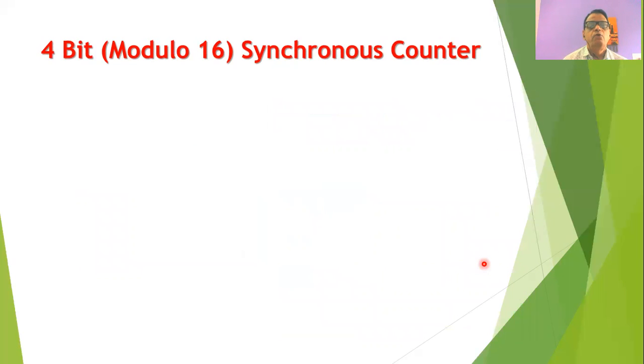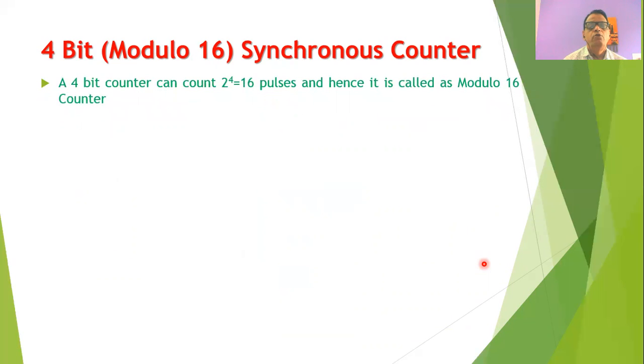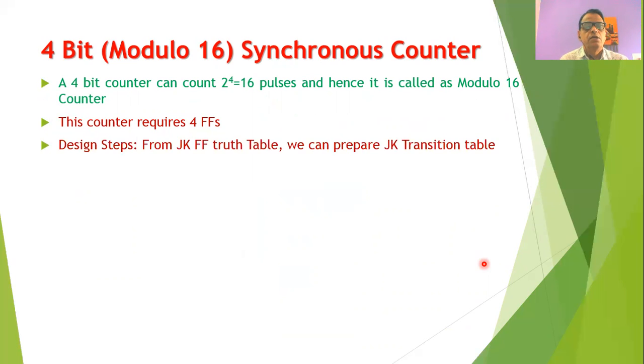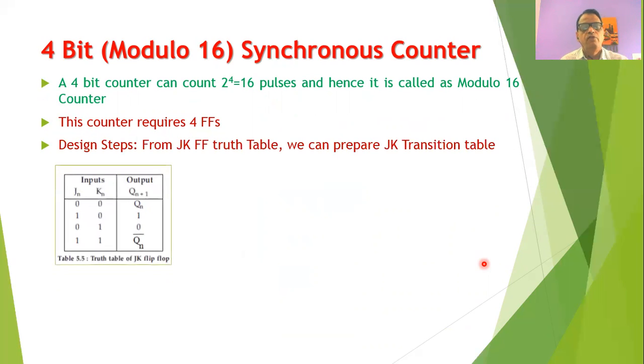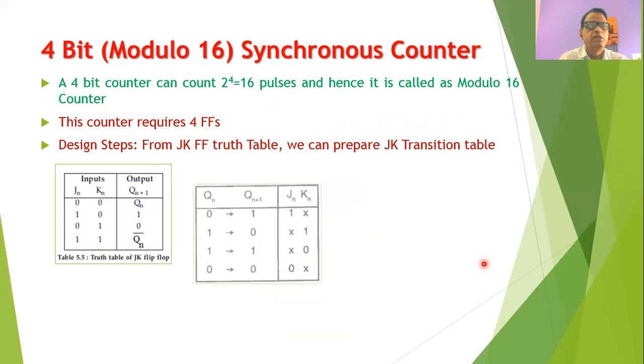Now similarly we can go for the modulo 16 synchronous counter. So this is a counter where we will require 4 flip-flops because 2 raised to 4 is equal to 16, and this counter can count 16 clock pulses. So for the 4 flip-flops, again we need to prepare the JK transition table. As I told you, the JK truth table will not get changed. The JK transition table will also not get changed. It will remain the same.